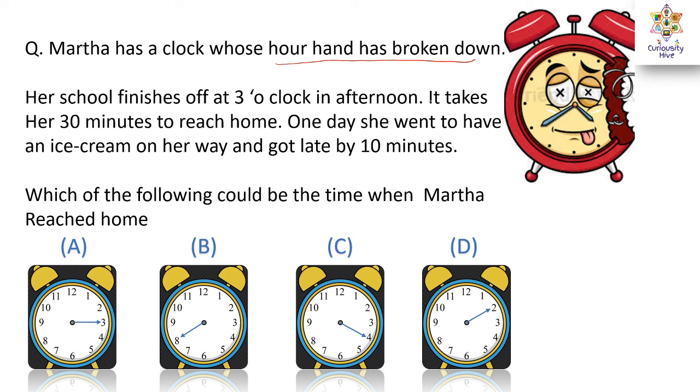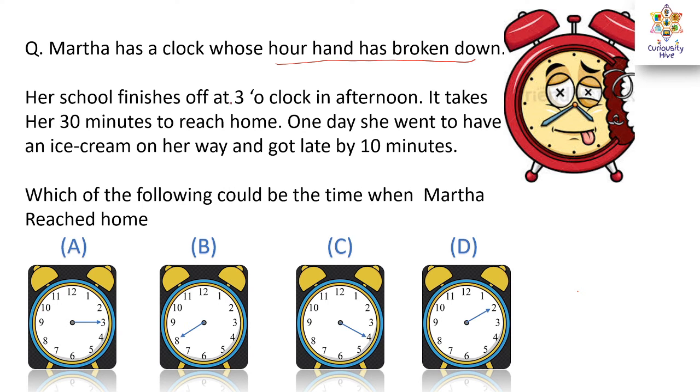It takes her 30 minutes to reach home. One day she went to have an ice cream on her way and got late by 10 minutes. Which of the following could be the time when Martha reached home? And in the answers given, they have only showed the minute hand. So let's find what the time is and then we can locate where the minute hand is pointing.